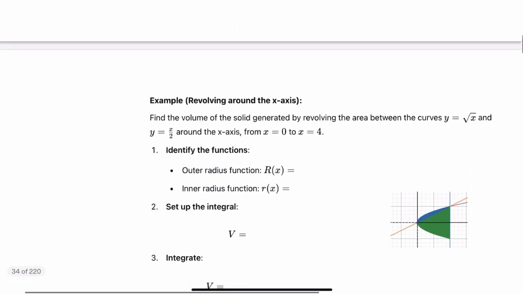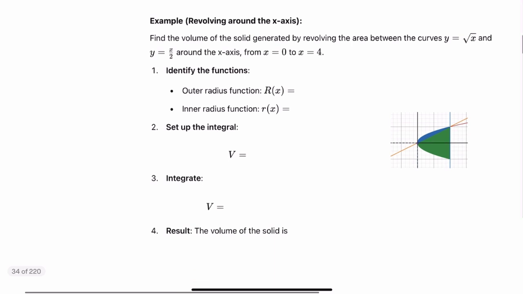So imagine we have this example. Find the volume of a solid generated by revolving the area between the curves. We have the first curve f of x and another curve g of x. Okay, and it is asking us for the volume between 0 and 4. So between 0 and 4.